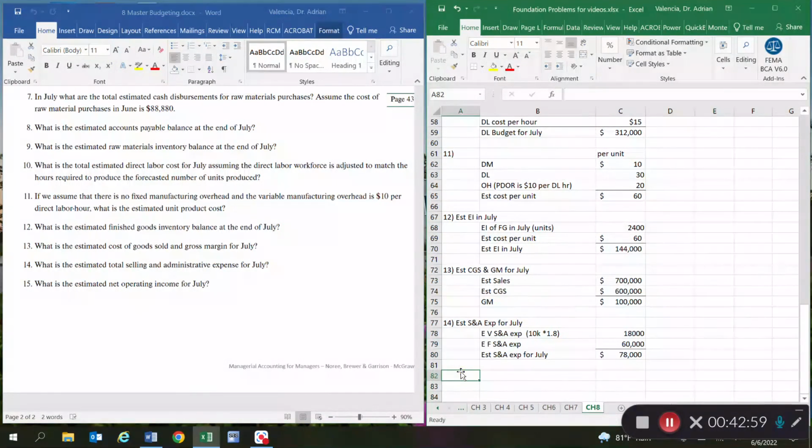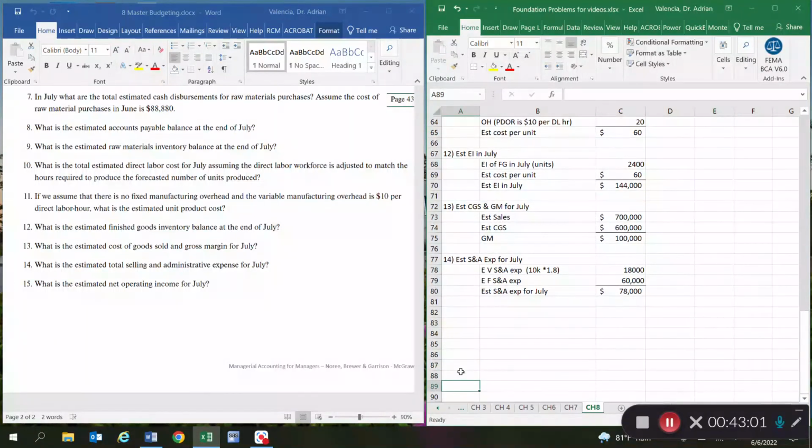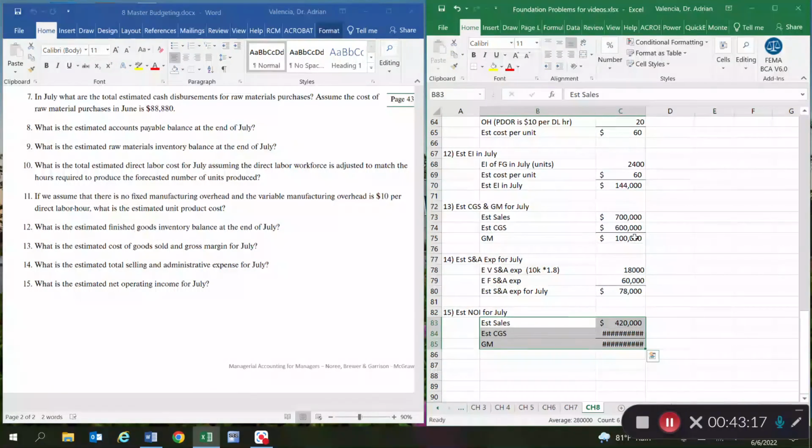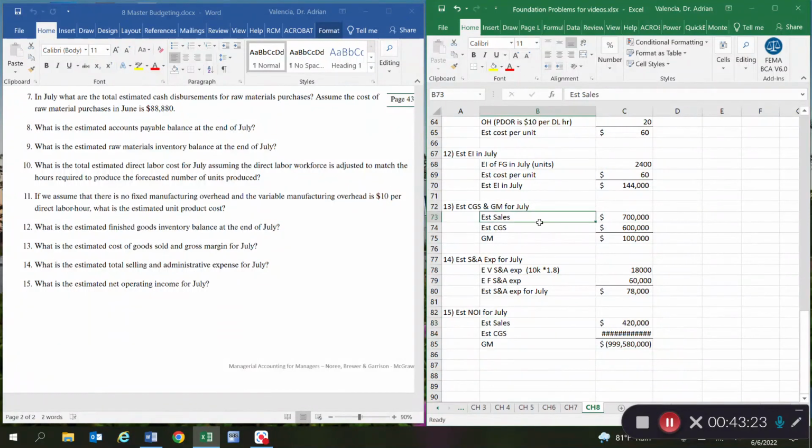Okay, so let's go ahead and scroll up a little bit here. 15, estimated net operating income for July. So we knew the gross margin here, so I'm just going to copy this down. So this is the upper part of the income statement. Oops, this did not work out. Let me do that again. I'm just going to copy the values instead of everything there.